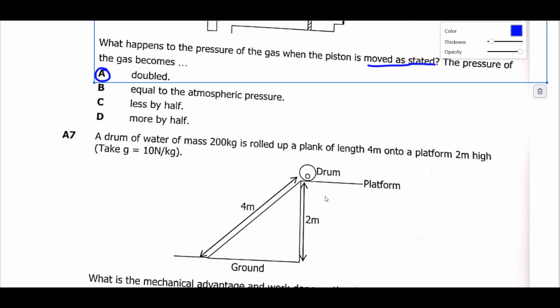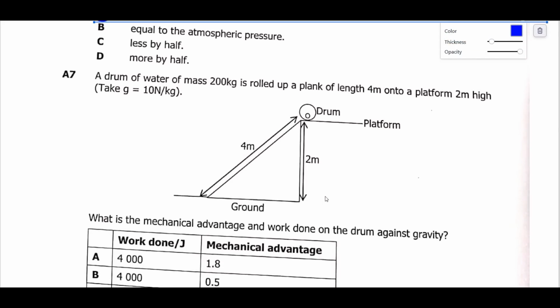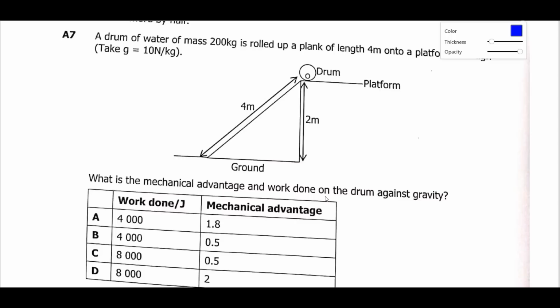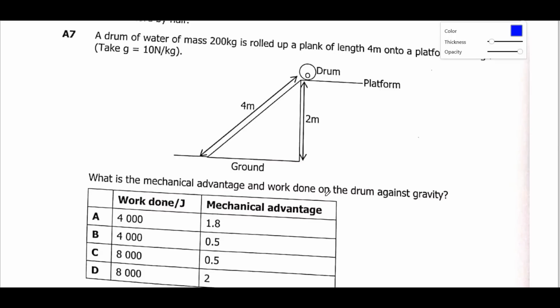And if you are given numbers, make sure that the number that you state as your final answer is double. So, a drum of water of mass 200 kilograms is rolled up a plank of length 4 meters onto a platform of height 2 meters. What is the mechanical advantage and work done on the drum against gravity? Work done is given by force multiplied by distance. As long as we are dealing with against gravity, we are looking at this distance as our height.